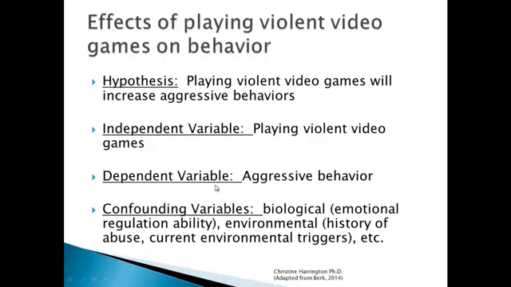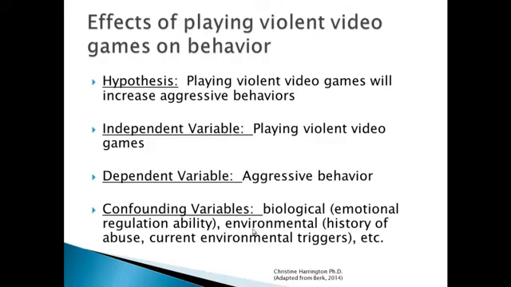The dependent variable is the outcome. What do we expect to happen as a result of this independent variable? And in this case, the researcher is hypothesizing aggressive behaviors. There are other variables which are called confounding or sometimes extraneous variables, which can get in the way, because there's certainly more than one thing that can impact aggressive behavior. Perhaps the person's biology, maybe they're more genetically predisposed to engaging in aggressive behaviors. Environments, maybe they are living in a culture where abuse or violence is just kind of the norm, and that's going to certainly impact their behaviors.